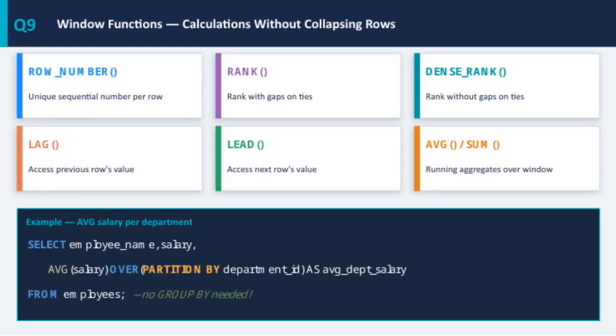Let's talk about window functions, a powerful way to perform calculations without collapsing rows. Instead of grouping data and losing detail, we can calculate averages, sums, or ranks while keeping every row intact. For example, we can find the average salary per department using AVG with a partition. We also have functions like lead and lag to peek at next or previous rows, and ranking functions like rank and dense rank to order data with or without gaps. These tools give us flexibility and insight, all in one query.